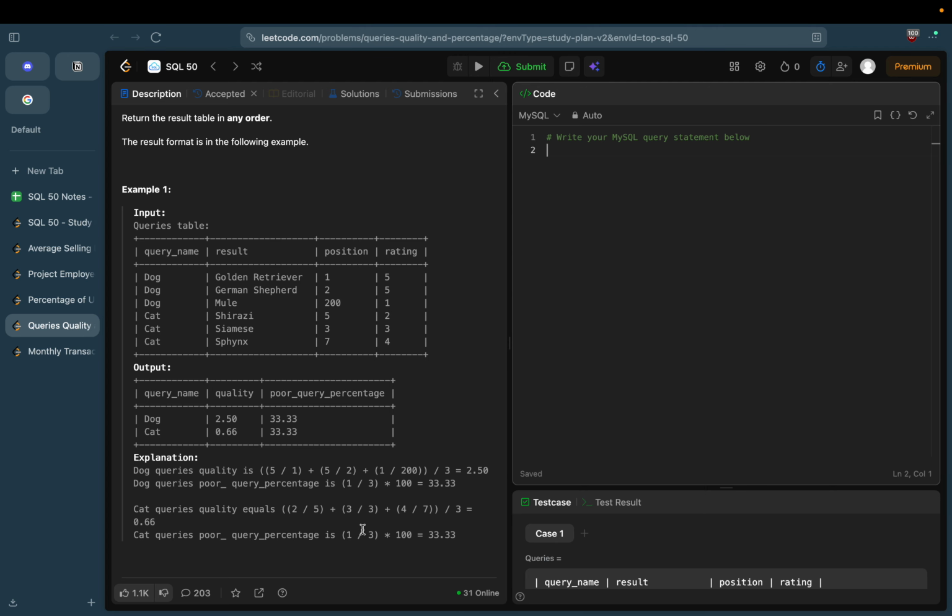A similar calculation has been done for cats. Let's move to writing the solution. I'd recommend you can mute the video. I'll just be writing it. Picking up the columns.